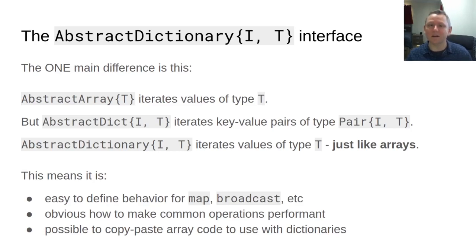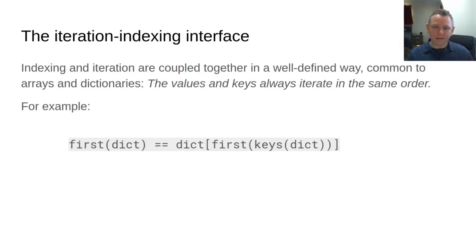You know, do you throw an error? Do you merge them somehow? Do you keep the first? Do you keep the last? And if you're preserving the keys, you actually don't need to do all this hashing. You don't need to create new hash maps, hash tables. When the keys are identical, you can reuse the old data. So it's obvious how to make some operations really fast. It's also possible to copy and paste array code and just have it work out of the box, which is kind of beautiful.